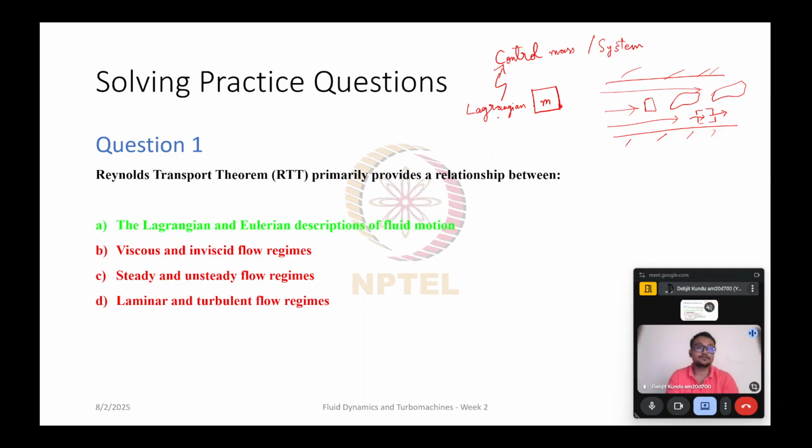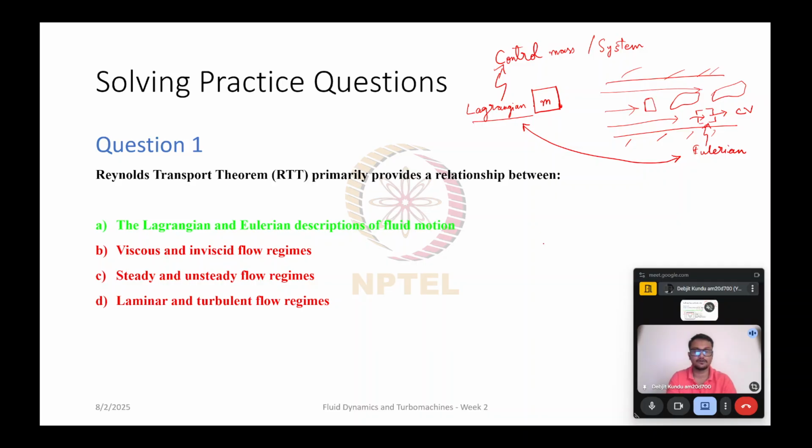So in order to apply the laws of physics that we know, like Newton's laws of motion or laws of thermodynamics, we need to transform all those laws from the Lagrangian frame of reference to an Eulerian frame of reference, where we do not follow any fixed mass, but rather we focus on a fixed volume, which is also known as control volume or CV in short. So RTT provides a relationship between this Lagrangian frame of reference and the Eulerian frame of reference.